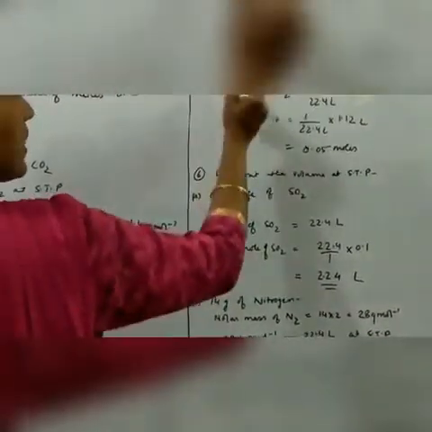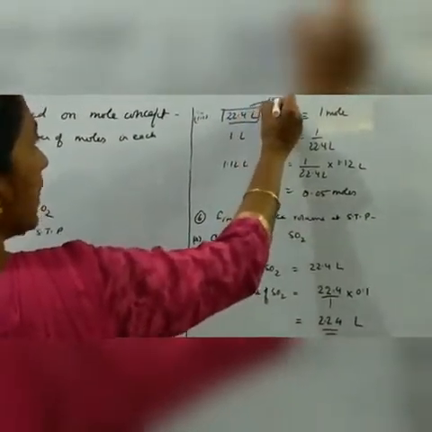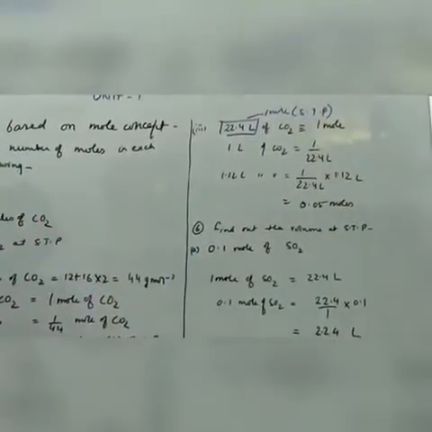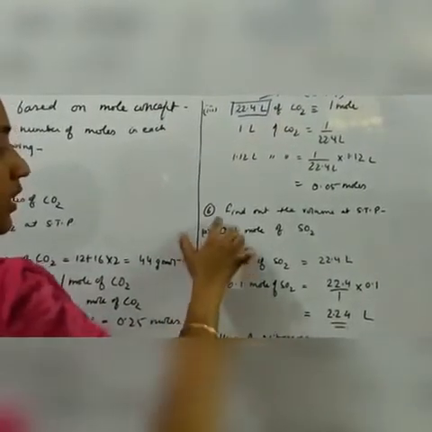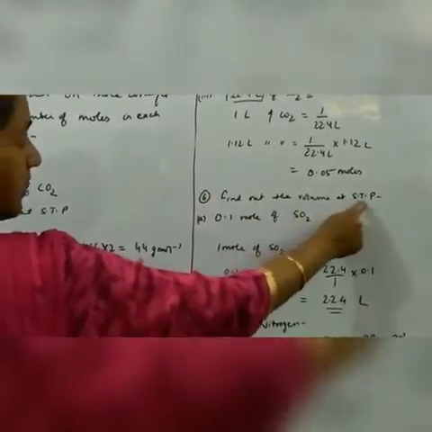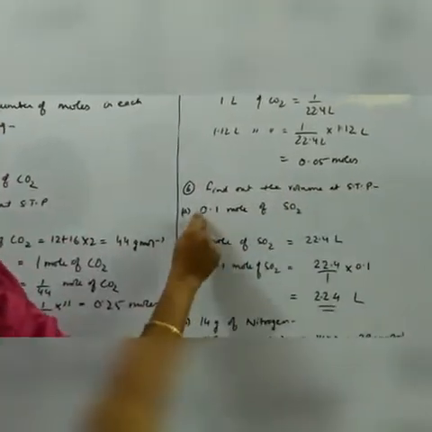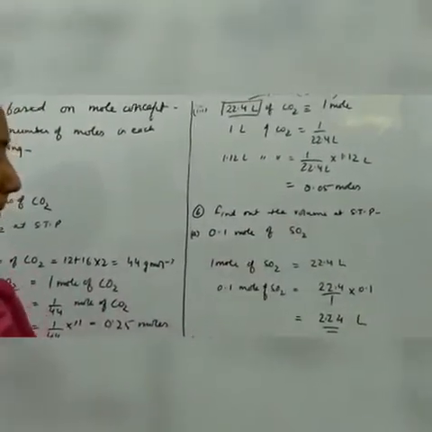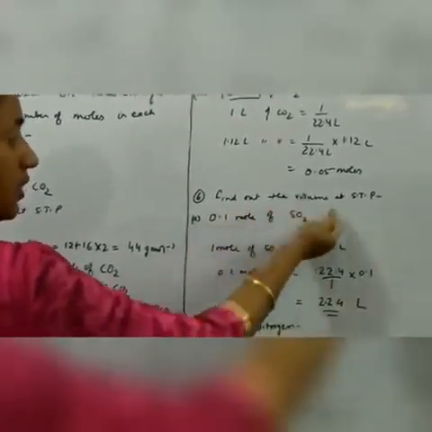So you have to keep in mind that at STP, 1 mole has a volume of 22.4 liters, and it can be of any gaseous molecule. Now to come to the next question: find the volume at STP for 0.1 mole of SO2, sulfur dioxide. Here the relation is between the mole and the volume.